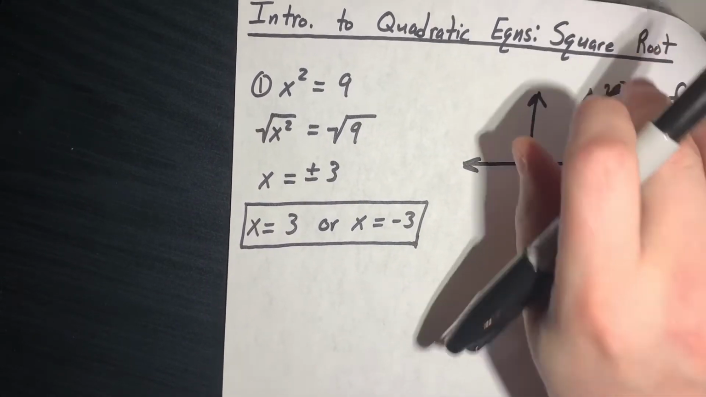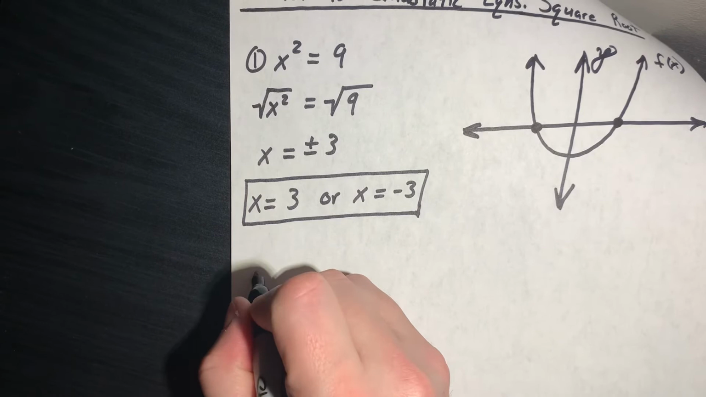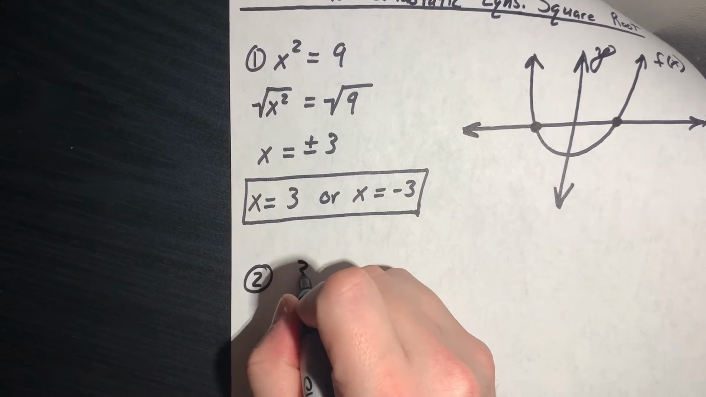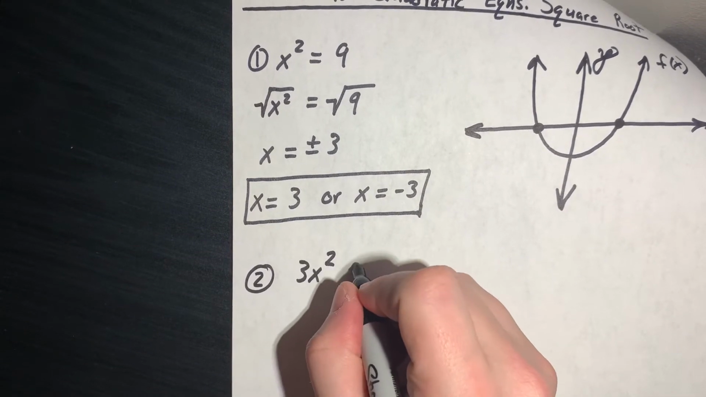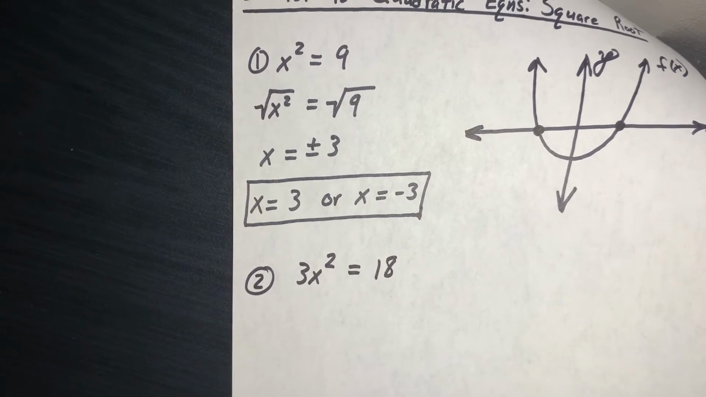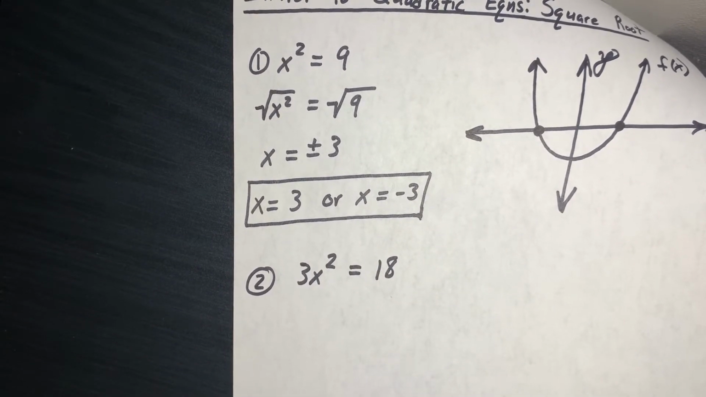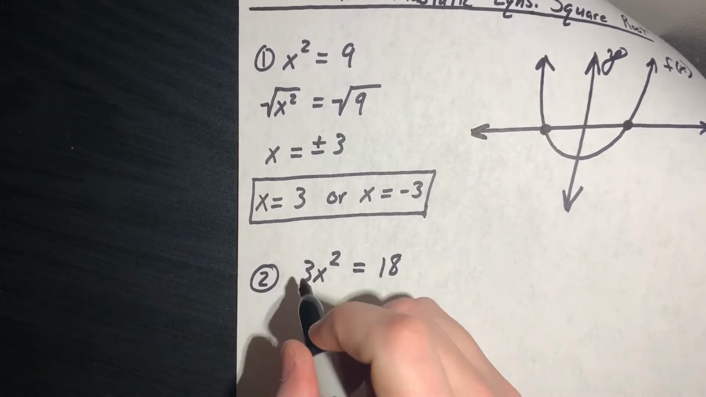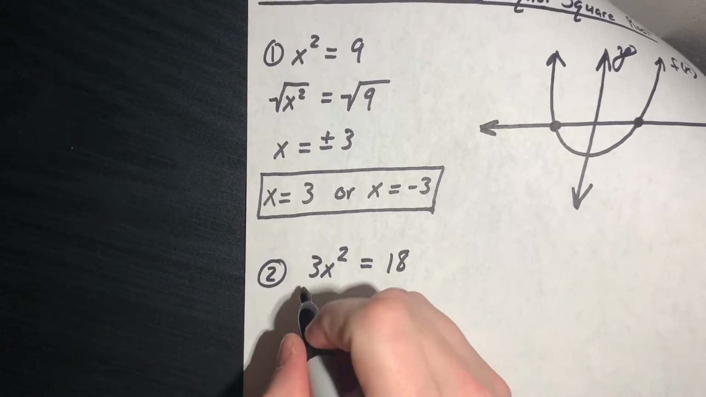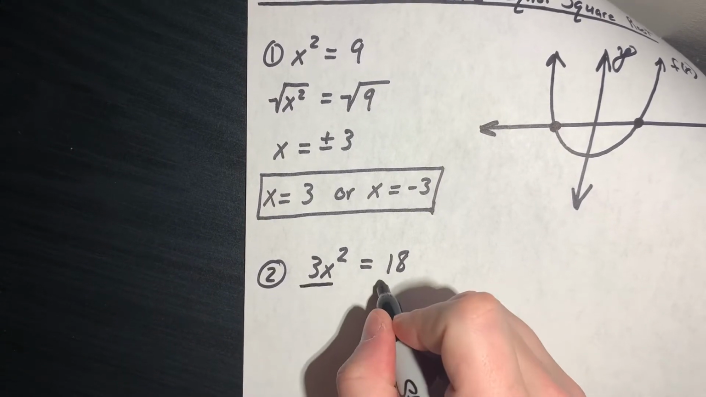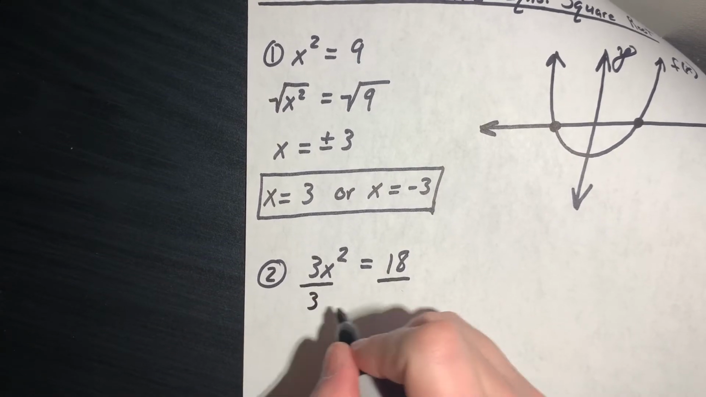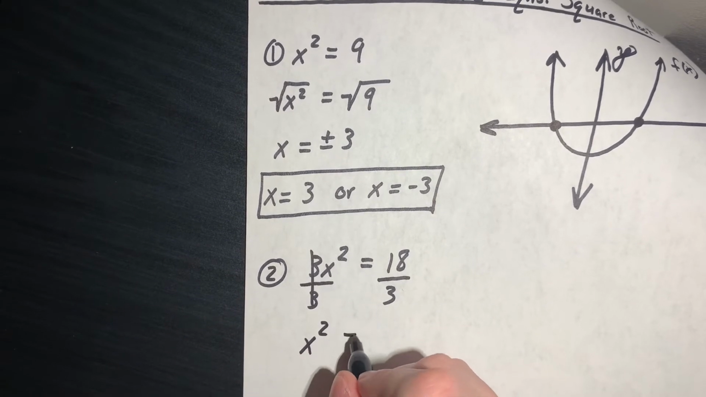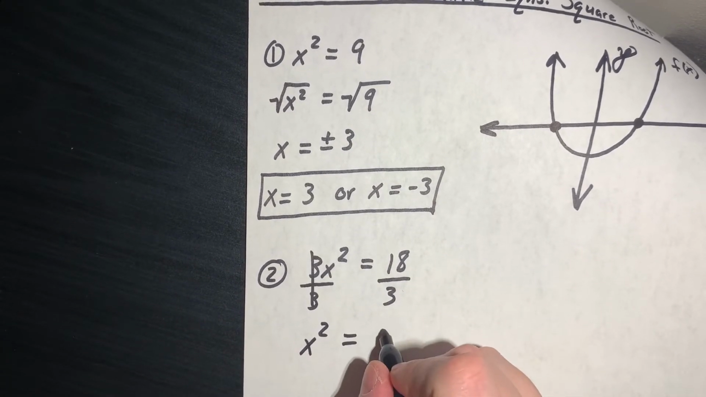So now let's go on to another example. 3x squared equals 18. This one's turned up just a little bit, nothing major. For this one, obviously, we need to get rid of this 3 first. We have 3 times x squared. Since we have multiplication, the opposite of multiplication is division, so we can divide both sides by 3. It cancels over here, which leaves us with x squared equals 18 divided by 3, which is 6.